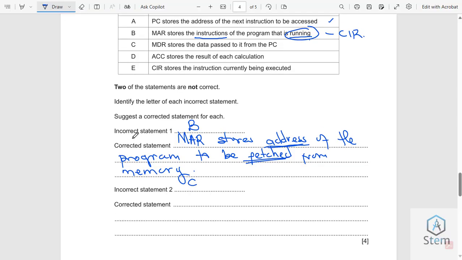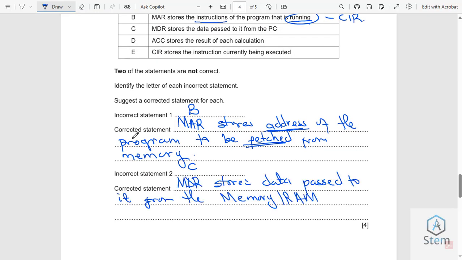And the correct statement is: the MDR stores data passed to it from the RAM. That's where the data comes from.